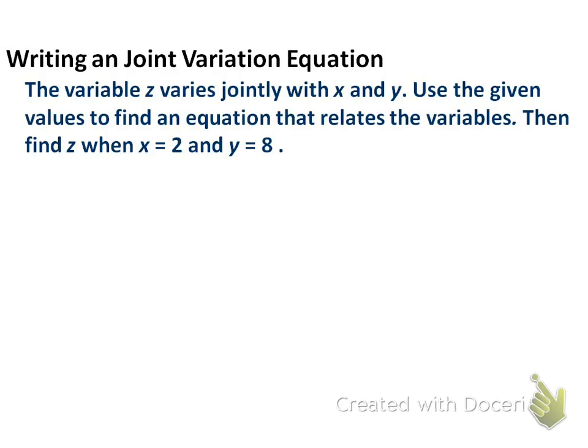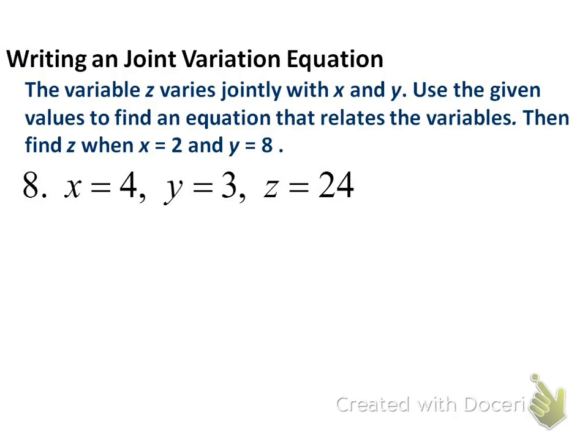All right, so in this setup, we're looking at a joint variation, so we're going to use those equations that we just wrote down. They're going to give you an x, a y, and a z value. We're going to use the given values to find an equation that relates these variables. Then we're going to find z when x is 2 and y is 8. So it's just like the last setup.